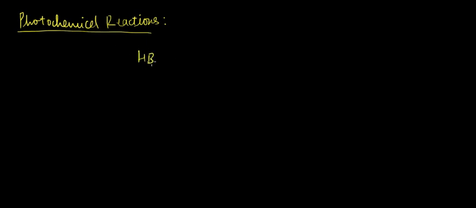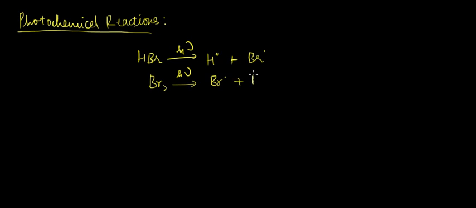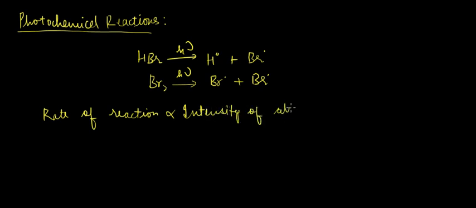Suppose we have HBr, which in presence of hν gets dissociated into free radicals H• and Br•, and similarly Br2 in presence of hν gets dissociated into Br• plus Br•. So the rate of reaction in this case is proportional to the intensity of the absorbed light.